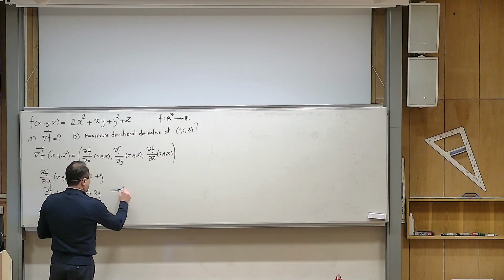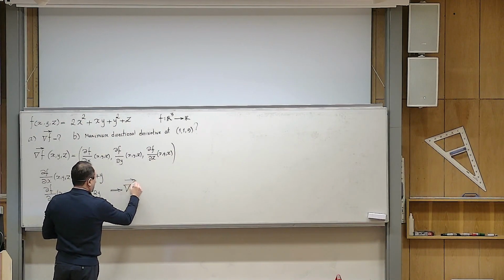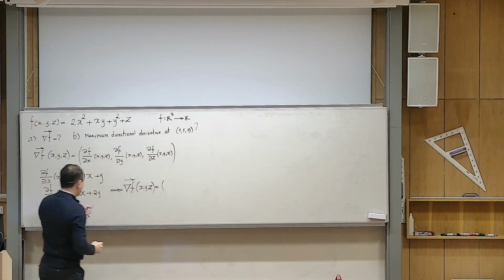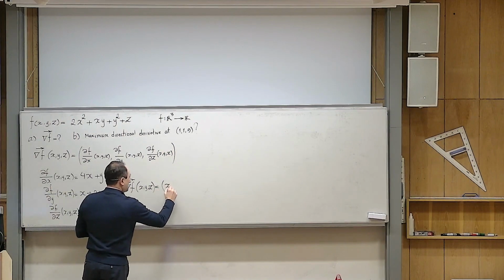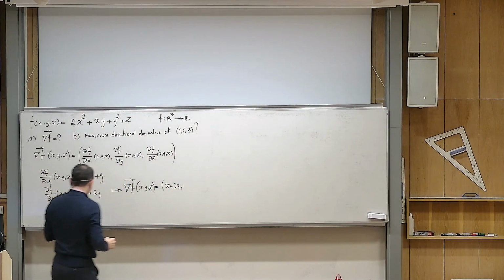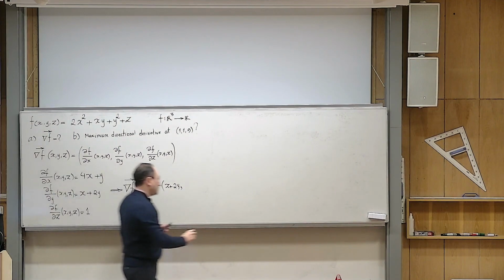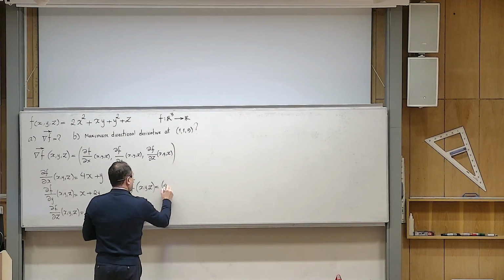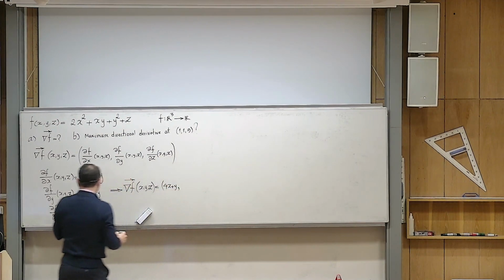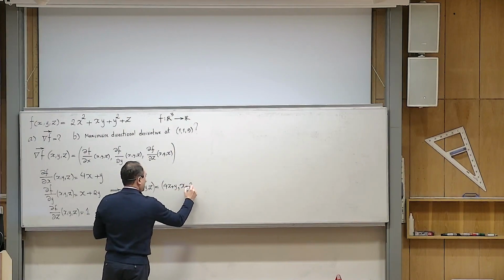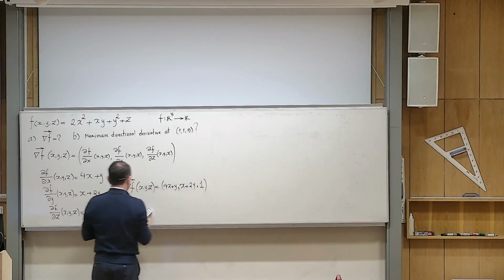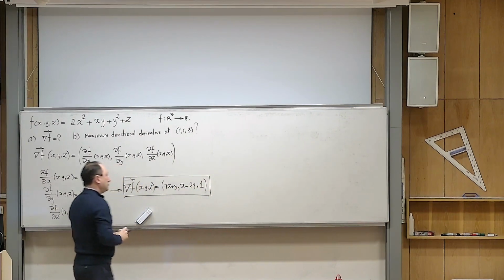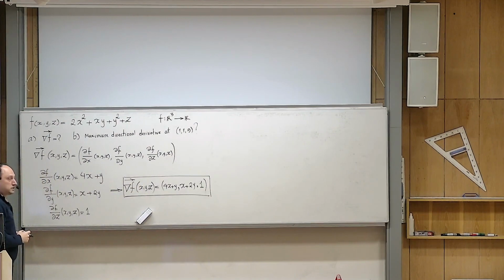So this means that the gradient of the function f calculated at that point x, y, and z has three components. The first component is 4x plus y. The second component is x plus 2y. And finally, the last component is the constant number 1. Okay? So this is the first part of the problem.